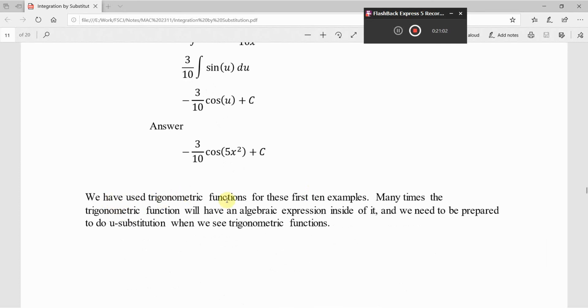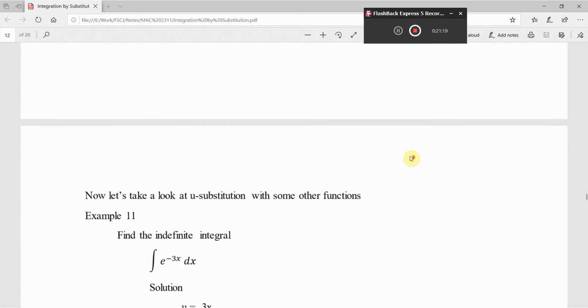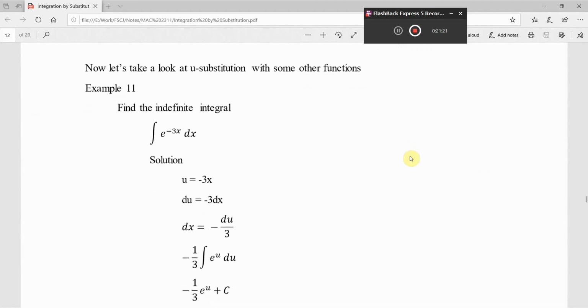Now, we have used trigonometric functions for these first 10 examples. Many times, the trigonometric function will have an algebraic expression inside of it, and we need to be prepared to do u substitution when we see trigonometric functions. Now let's take a look at u substitution with some other functions. So example 11.